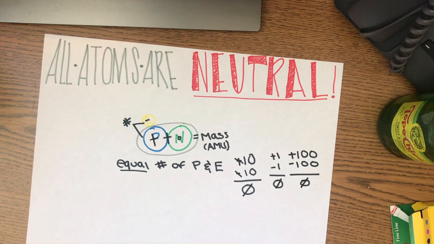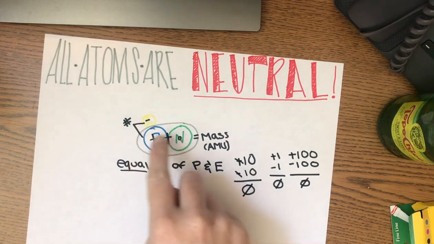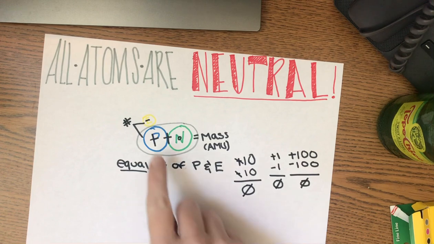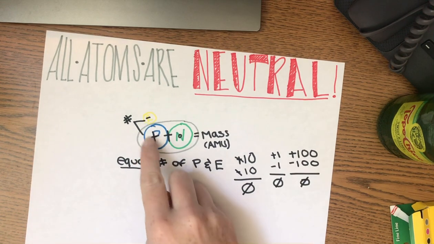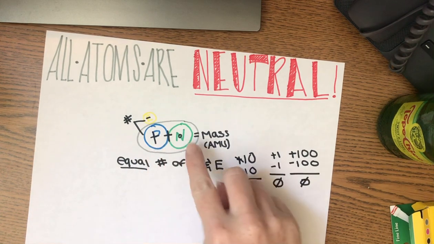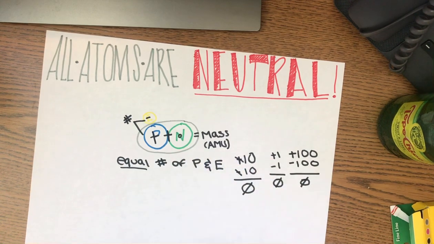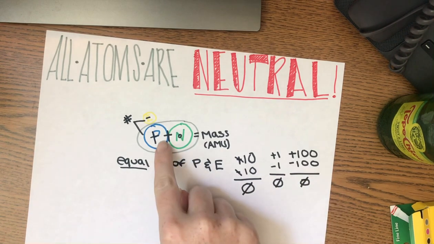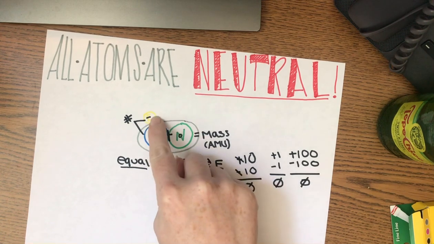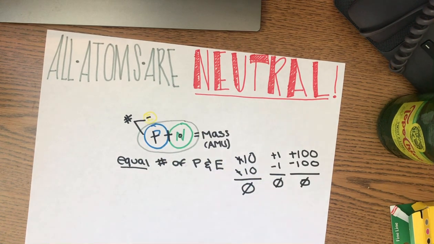Sometimes you're going to have to start learning to figure out how many of each subatomic particle there is. If we know that there's 10 electrons, we already know how many protons there are. Our neutrons have a little bit of a different rule, and we'll learn that as we move into the periodic table. But for right now, something we really need to know is that all atoms are neutral, and that's because we have an equal number of protons and electrons, positive and negative particles.